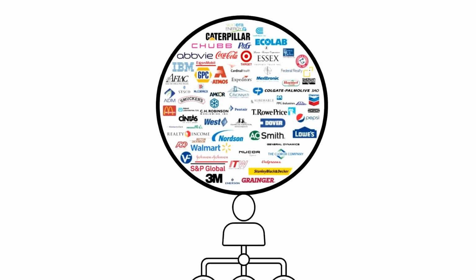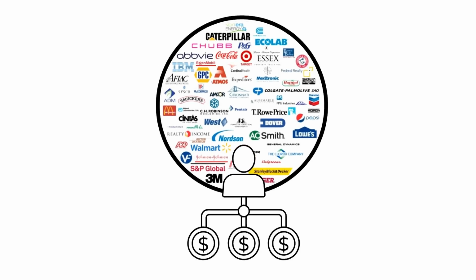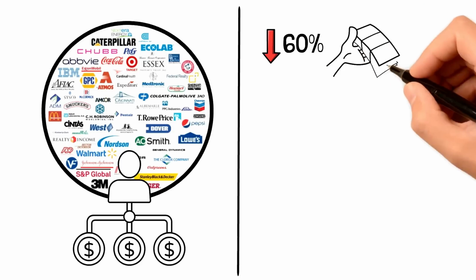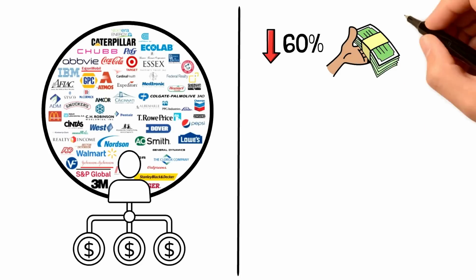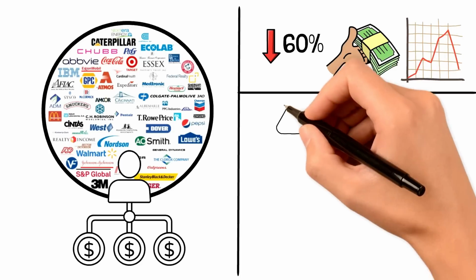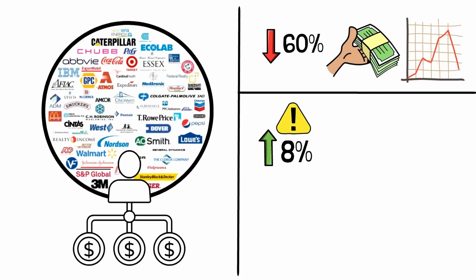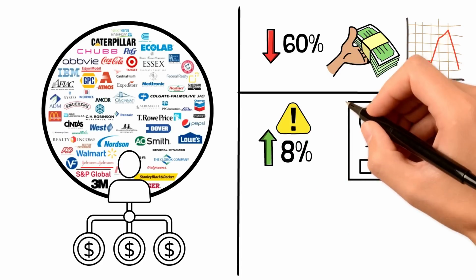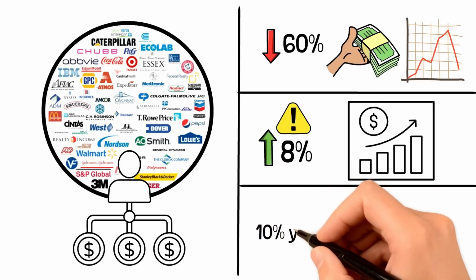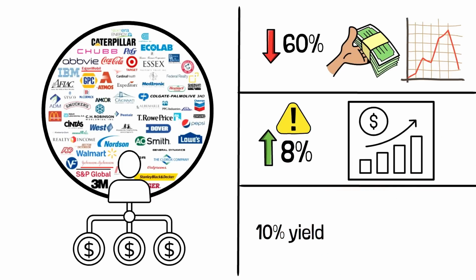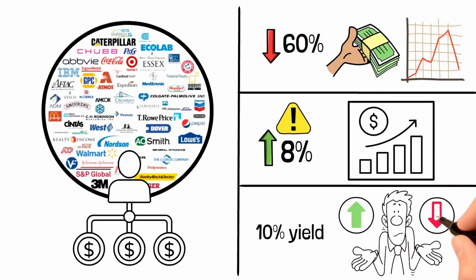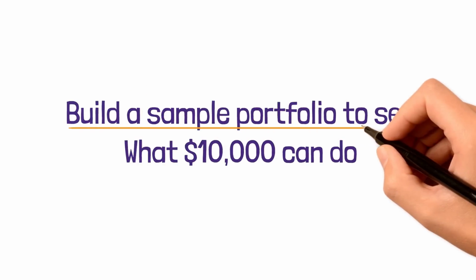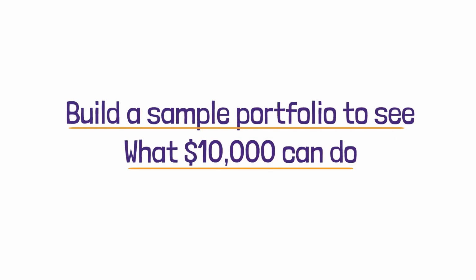Check the payout ratio, which is the percentage of earnings paid out as dividends. A ratio below 60% is generally sustainable, meaning the company can afford to keep paying dividends even if profits dip. Avoid stocks with yields above 8% unless you're confident in their stability, as ultra-high yields can indicate financial trouble. For instance, a company with a 10% yield might be struggling, and its stock price could be falling, inflating the yield artificially. Now, let's build a sample portfolio to see what $10,000 can do.